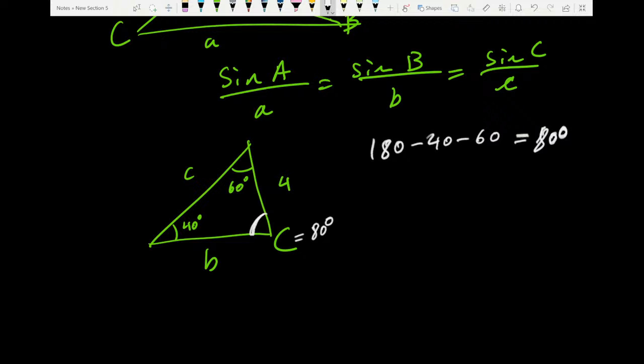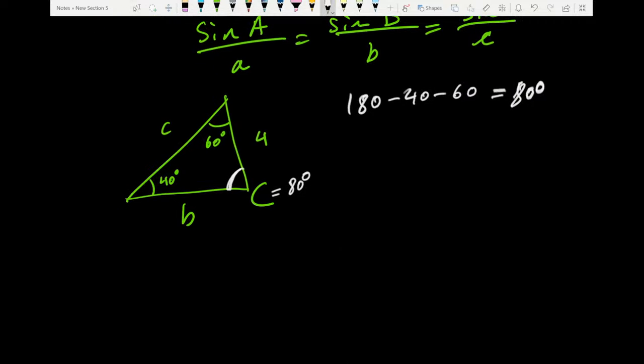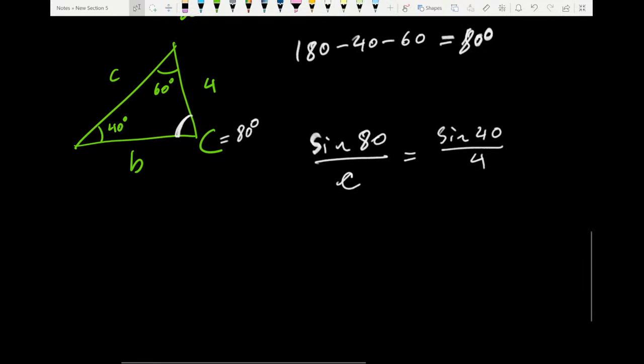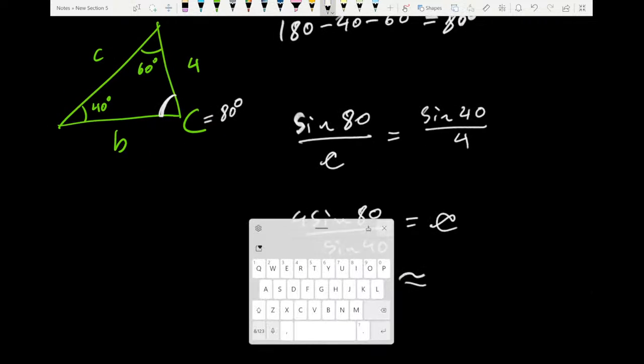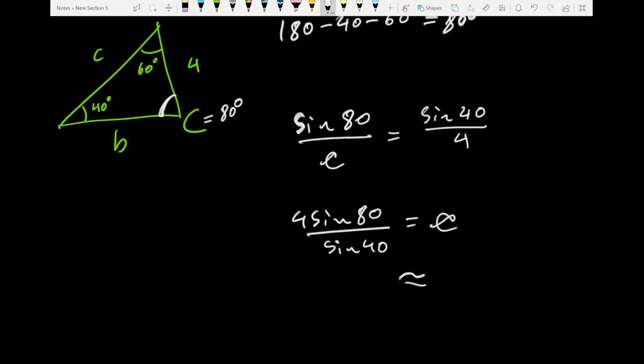What are the missing sides? So we put sine of 80 over C equals sine of 40 over 4. So I get 4 times sine of 80 over sine of 40 equals C. And roughly, you use the calculator, make sure your calculator is in degree mode, C is going to be 6.13.